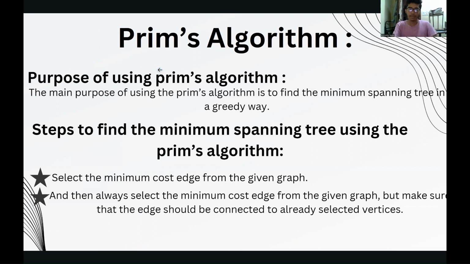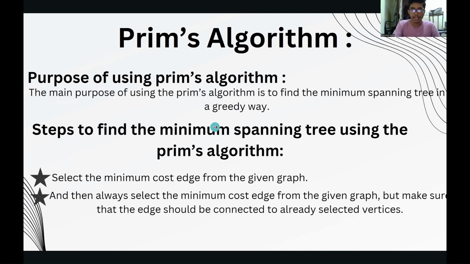So let me explain about Prim's algorithm. There are 2 algorithms that can be used for finding a minimum spanning tree for a given graph: Prim's and Kruskal's algorithm. I'm going to explain Prim's algorithm in this video. As I said earlier, the main purpose of Prim's algorithm is to find the minimum spanning tree in a greedy way. Prim's algorithm and Kruskal's algorithm are considered greedy methods to find the minimum spanning tree. By using these algorithms, the minimum spanning trees can be found easily.